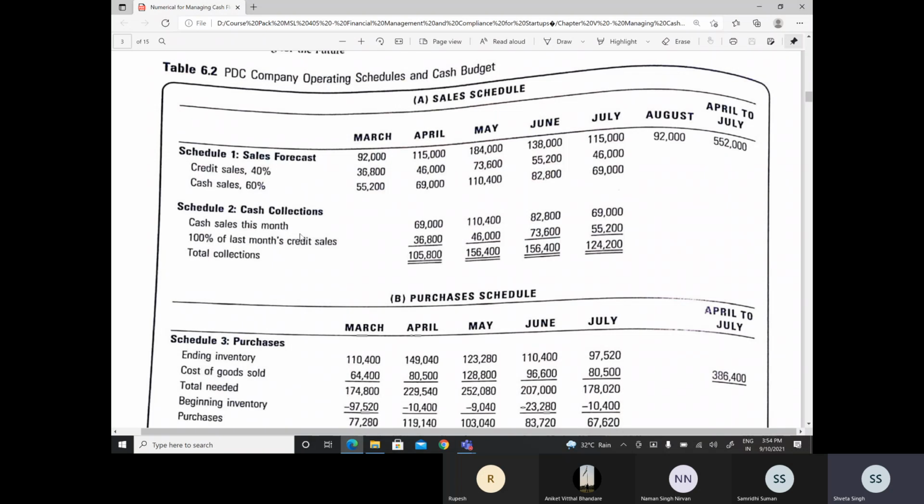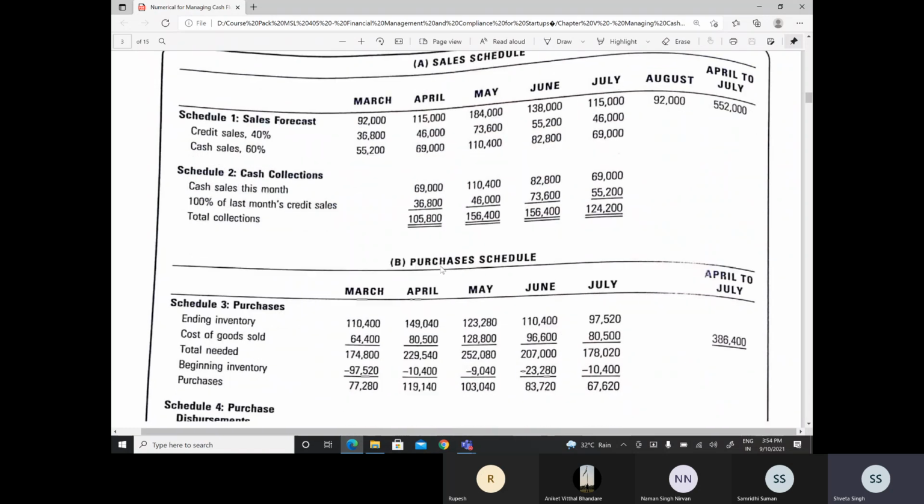Based on this, we prepare schedule 2 of the sales, that is cash sales this month in April and whatever percent of last month's credit sales, it's 100% here that you're collecting. So this 36,800 which is credit sales in March is being collected in April. Similarly, credit sales in April is being collected in May and so on. So this is how we get to know the total collections for this month.